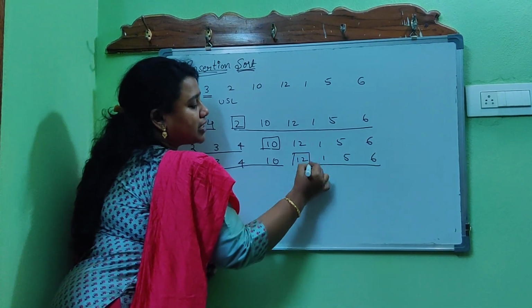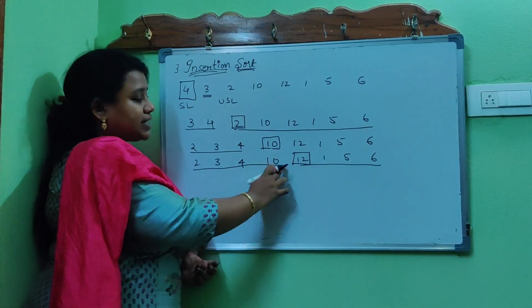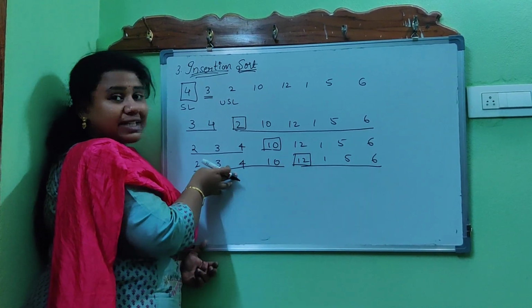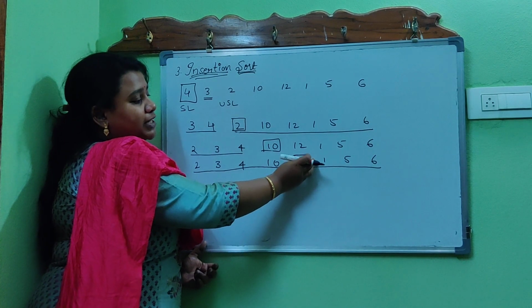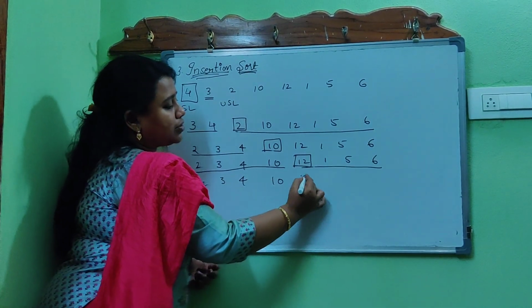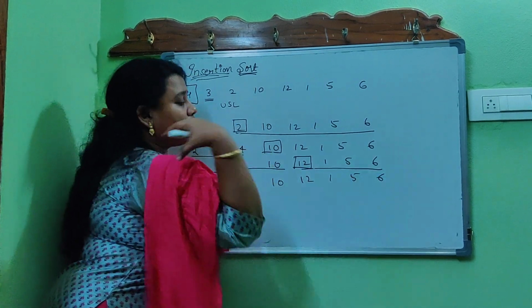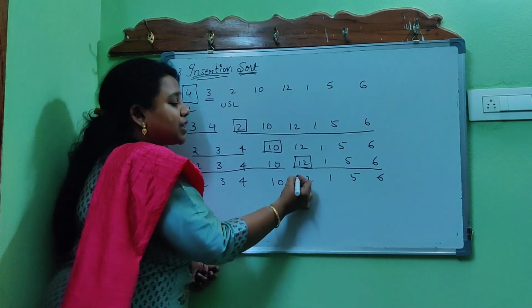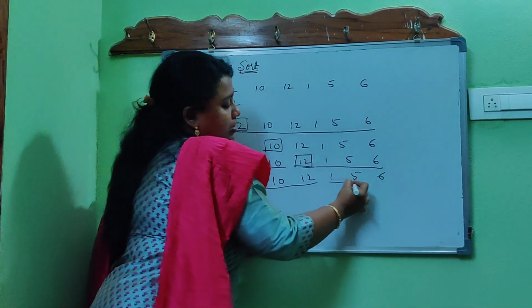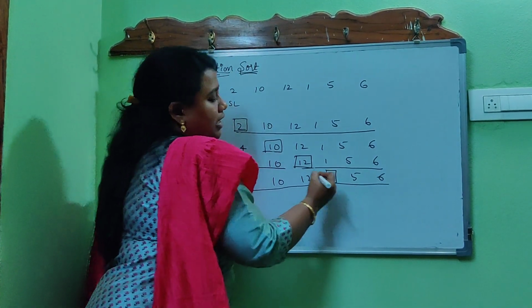What is the first element in the unsorted list? 12. By seeing this, 12 is also greater than all these numbers, so it should not be inserted in between them and it should be inserted in its position itself. 2, 3, 4, 10, 12, 1, 5, 6. So automatically this becomes the sorted list. Now coming to the unsorted list, what is the first element in the unsorted list?